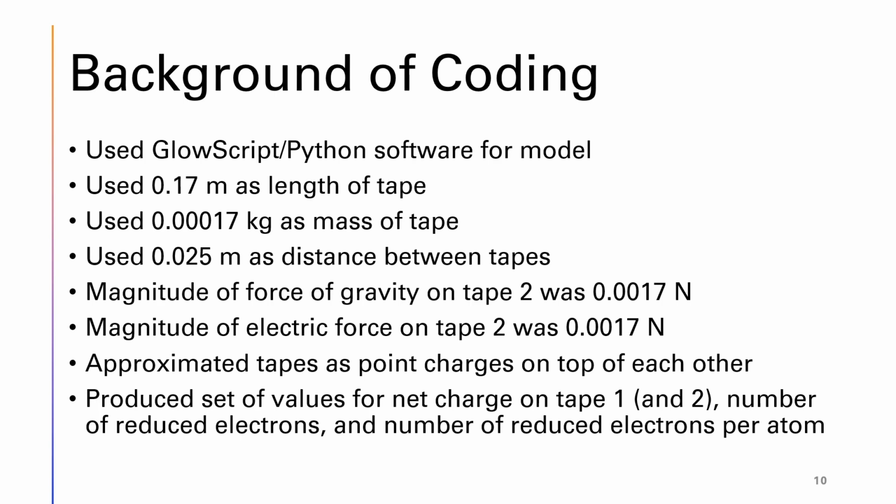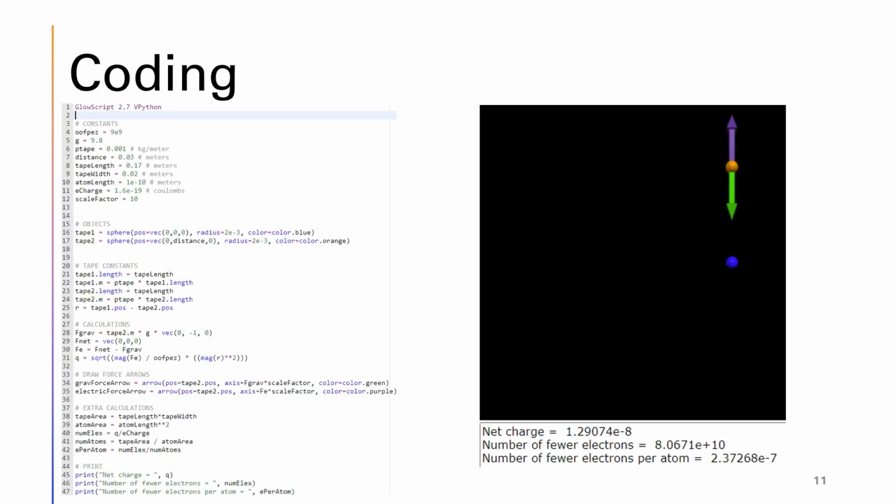This was the code that I used, and here you can see the initial conditions at the beginning and constants, the object creation, the tape constants, calculations to find the charge on one of the pieces of tape, and the arrows that represent the force of gravity and electric force, and extra calculations to show the number of fewer electrons and number of fewer electrons per atom.